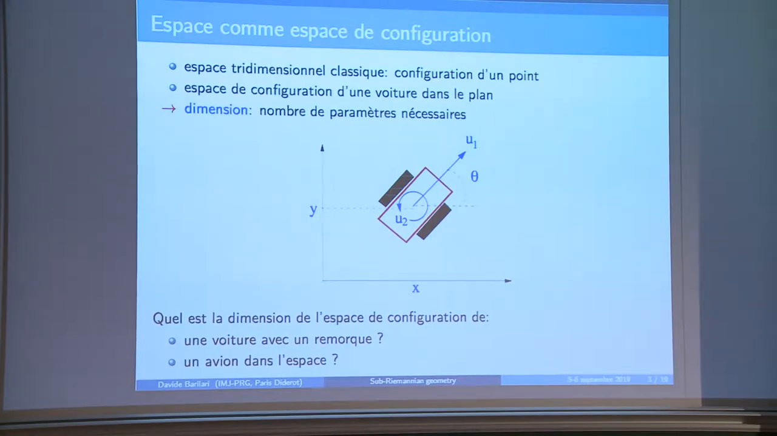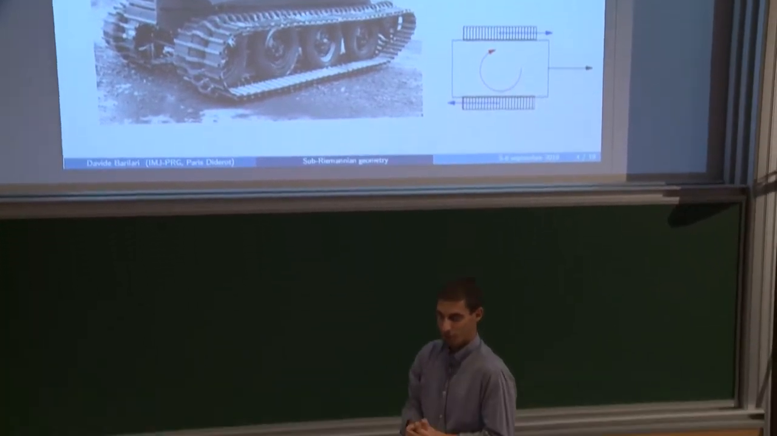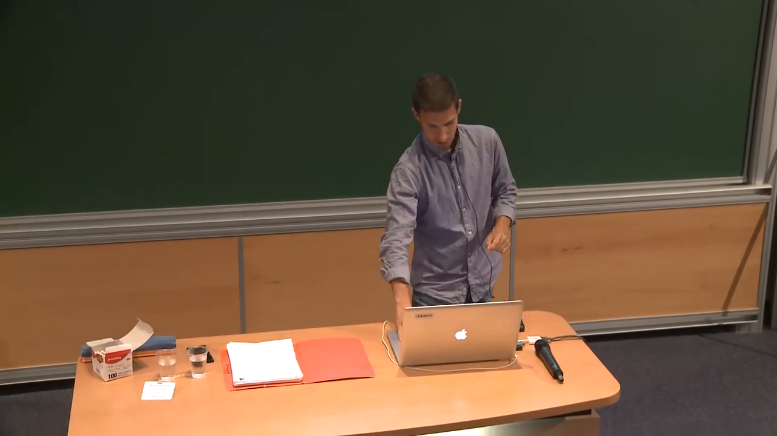So for instance, in this case, I have a picture of a car or some model of a car. You can think of this kind of object, which has two wheels. With this kind of vehicle, you can do two kinds of movements. If you move the two wheels, let's say forward, you will move forward. If you move the two wheels in opposite ways, your car will rotate, staying in the same position.